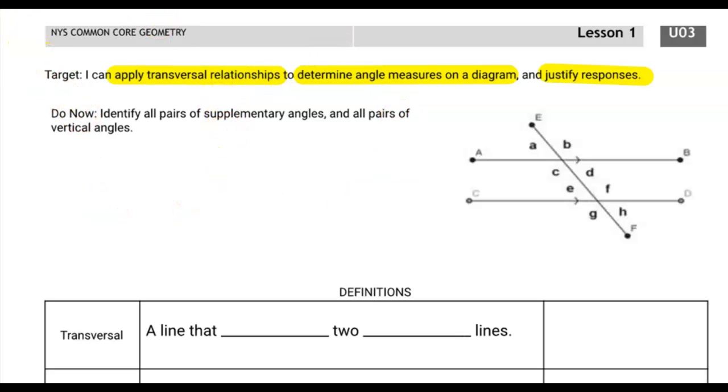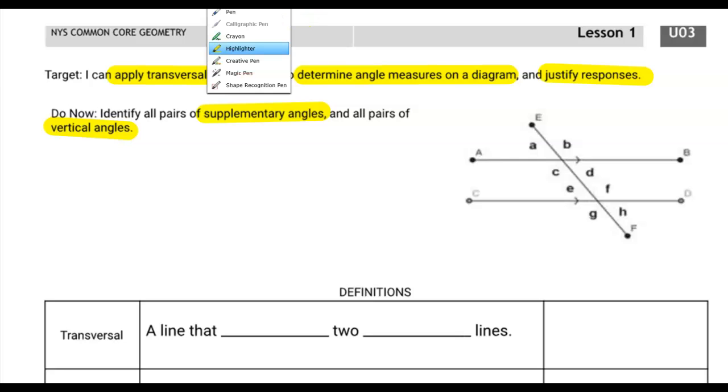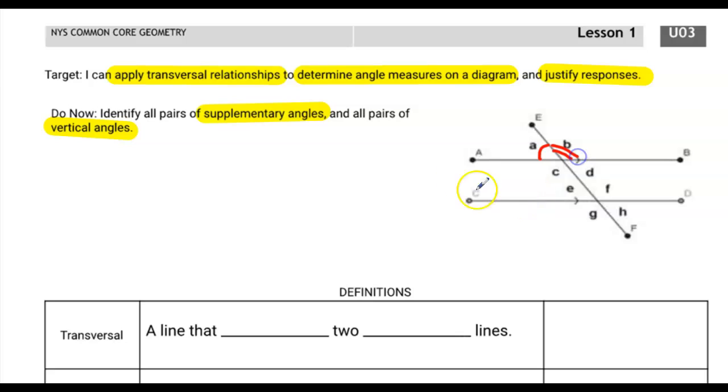Take a look at the do now. It asks you to identify all pairs of supplementary angles. You should remember those from last unit, and all pairs of vertical angles. You should also remember them from last unit. For example, if I wanted to take a look at this diagram, I can find that there are supplementary angles here, like angle A and angle B are supplementary because they form that straight line. And also vertical angles I could identify by saying, well, angle E is vertical to angle H. So identify all of those pairs. Pause the video and try this one out.